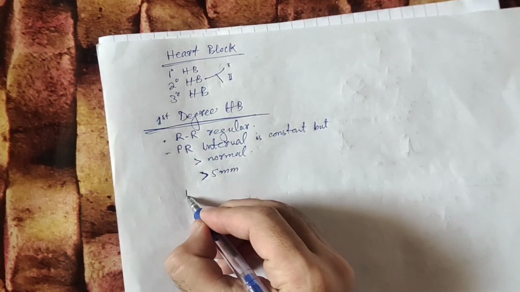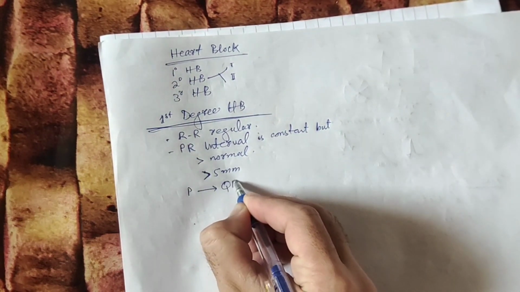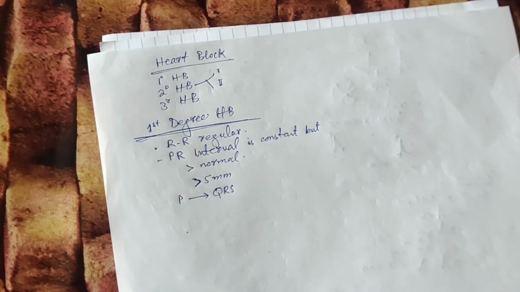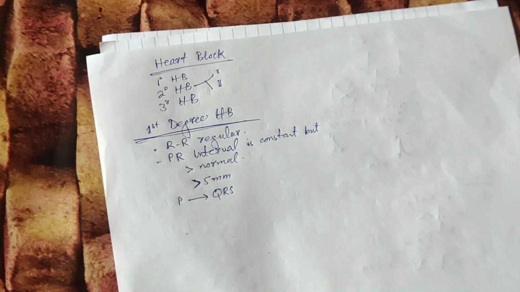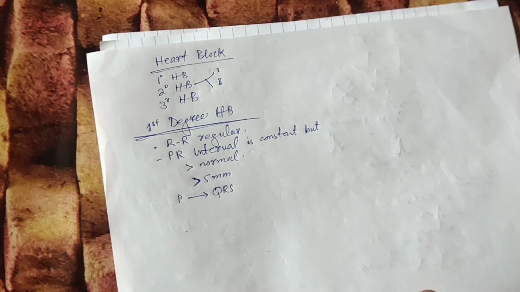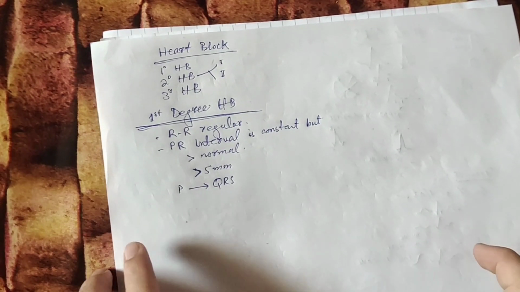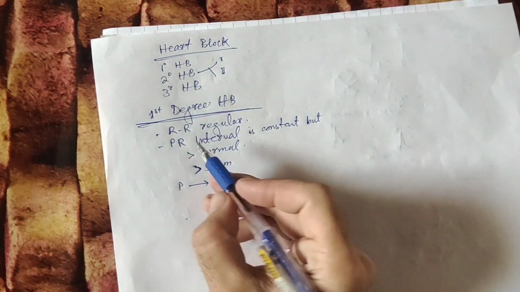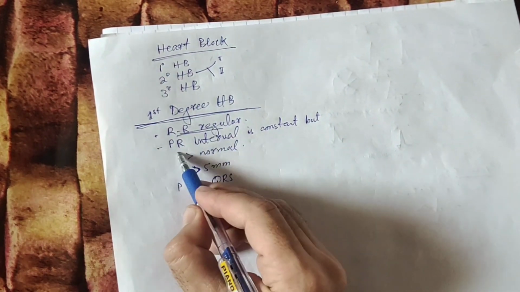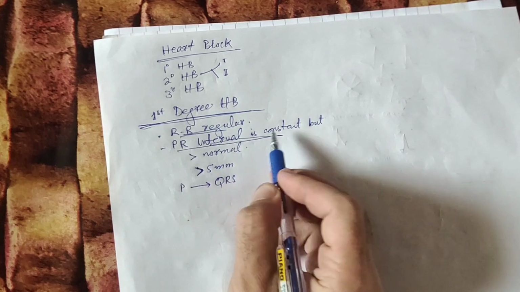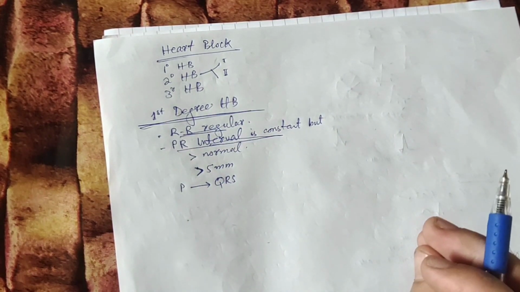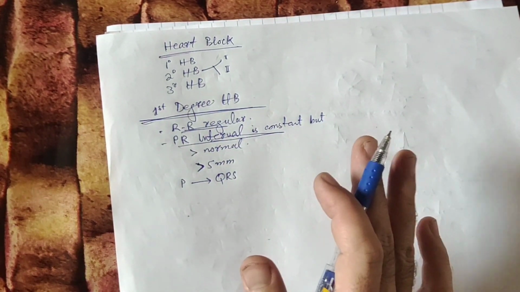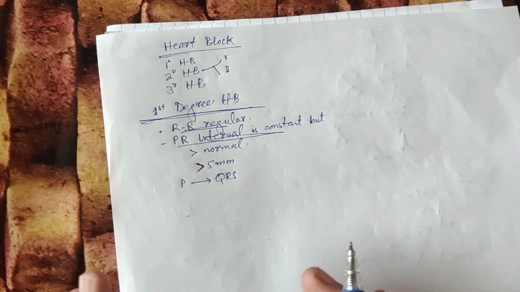Every P wave is followed by a QRS complex. That will be the first degree heart block. It is normally found in athletes. There is no need of treatment in first degree heart block. When RR is regular, the PR interval is constant but more than normal, and every P is followed by QRS, that is the first degree heart block.